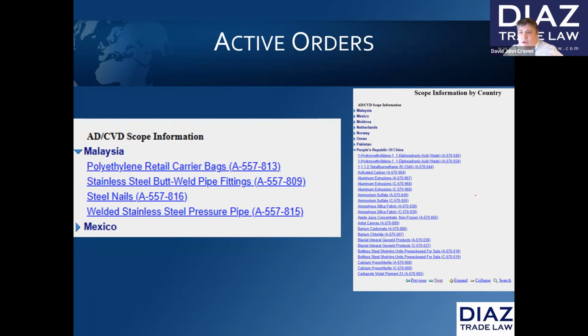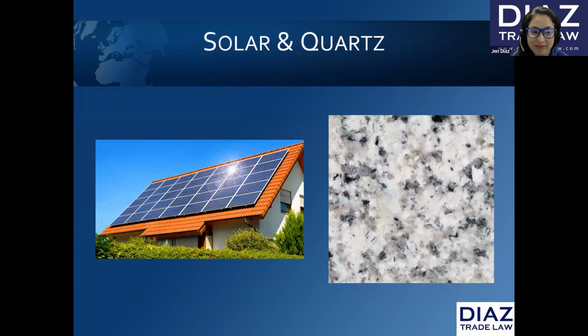And I think, Jen, you have another slide which really illustrates that. Absolutely. There are numerous cases, but two of the most prevalent right now are solar panels and quartz. And these are both cases where we have Malaysian producers of product that are falling afoul of the Chinese anti-dumping duty orders because the Commerce Department and Customs Service is questioning whether the operations being undertaken are sufficient to justify the change in origin to Malaysia.